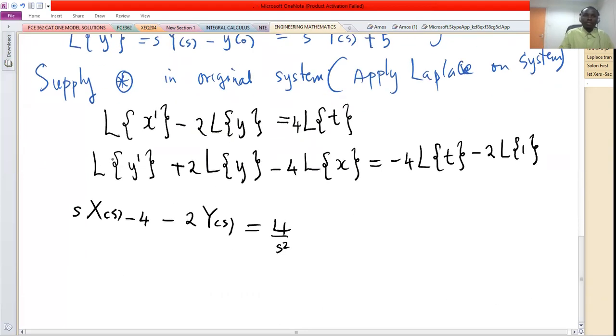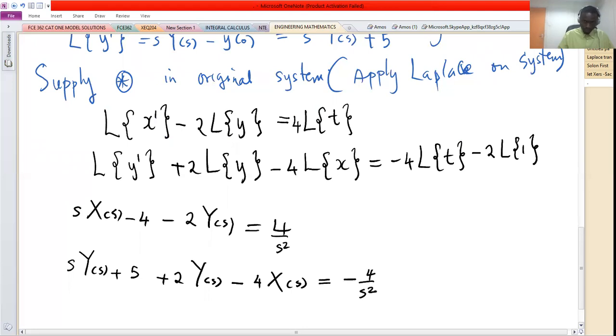And then the Laplace transform of this one here is given by s Y of s plus 5; I've gotten it from this. And then plus 2Y of s minus 4X of s equals minus 4 over s squared, and then minus 2 over s.